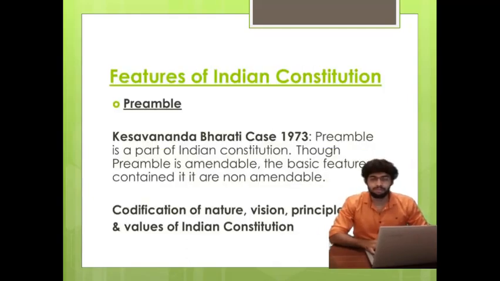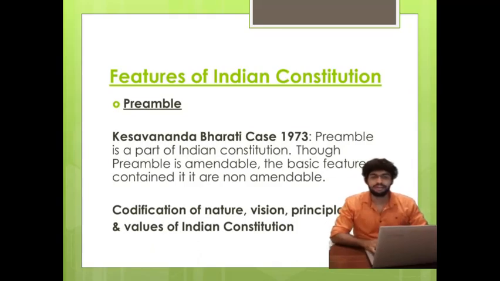Next is the Preamble. Preamble is one of the most important features of the Indian Constitution. The Preamble narrates the grand vision, objectives, and the morals and ethics on which the Indian Constitution and all its provisions are based. The question whether the Preamble is a part of the Constitution of India came before the Supreme Court in the famous Kesavananda Bharati case 1973. In this case, the Supreme Court said that the Preamble is a part of the Indian Constitution and that the Preamble is amendable. However, the basic structure contained in the Preamble is not amendable.